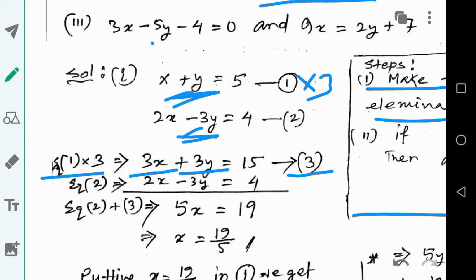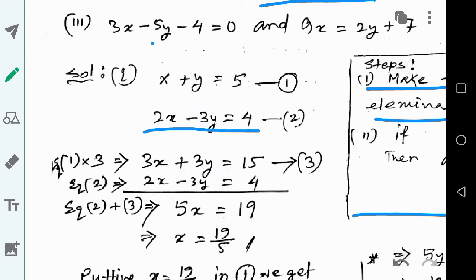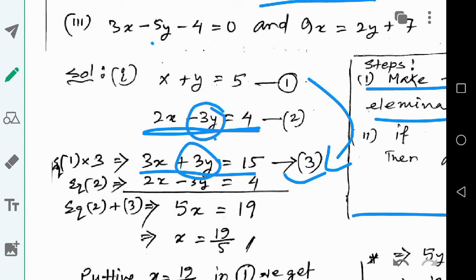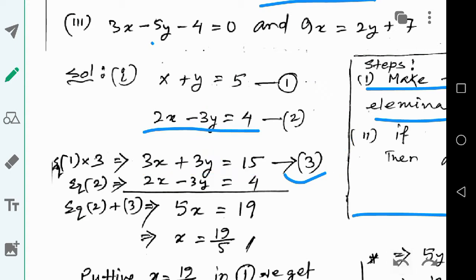Now look at this. Equation number 3 is obtained from 1. In equation numbers 2 and 3, there is minus thrice y and plus thrice y. These two terms are equal but opposite in sign. In that case we have to add the equations. We have added equation number 3 and 2. So if we add these two equations, what will happen?